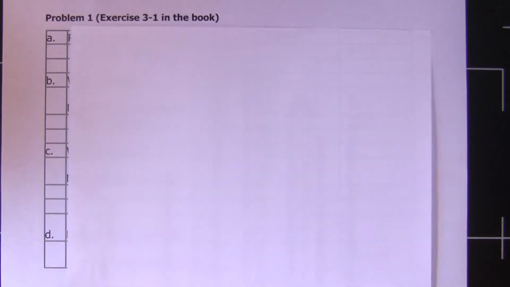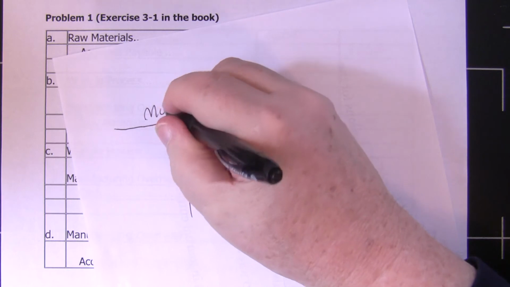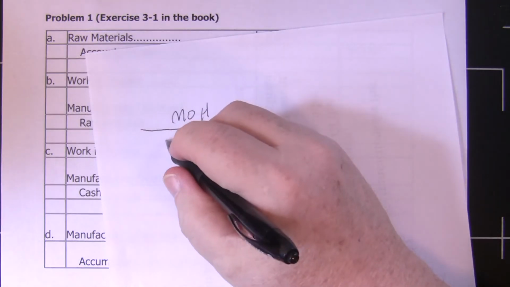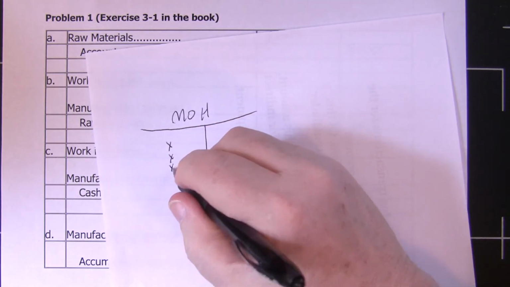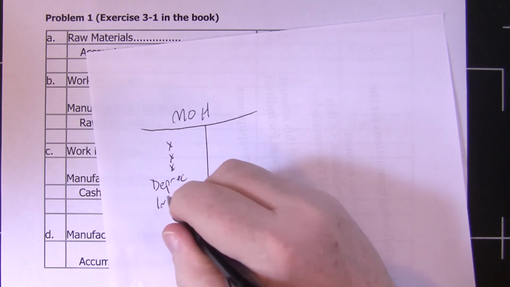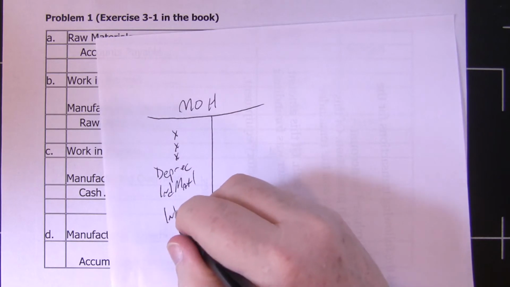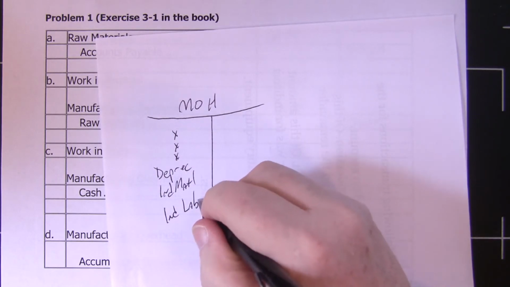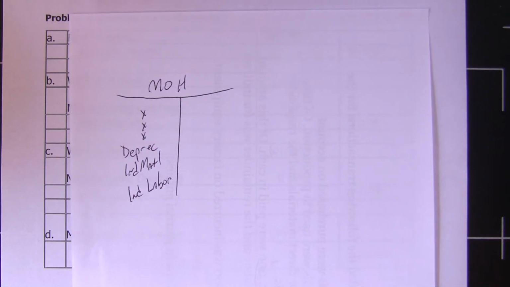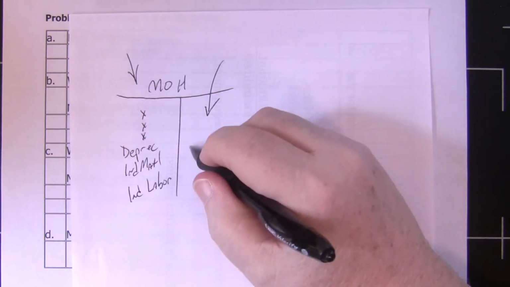Remember what we're doing here with our overhead. We're listing the actual bills, the electric bill, the water bill, the utility bill, the depreciation, the indirect material, the indirect labor. They're all going into our overhead account. This is the actual bills. This side is what we apply.